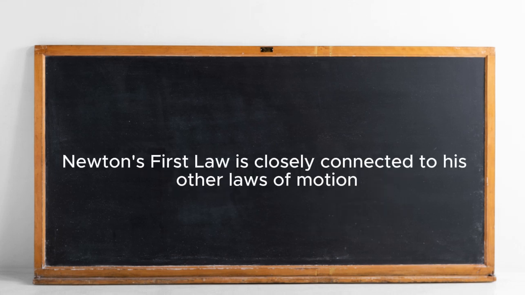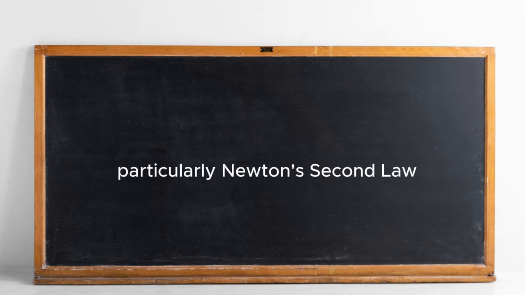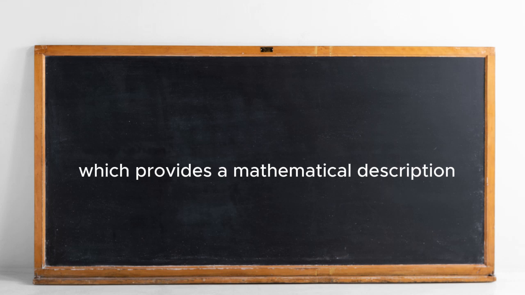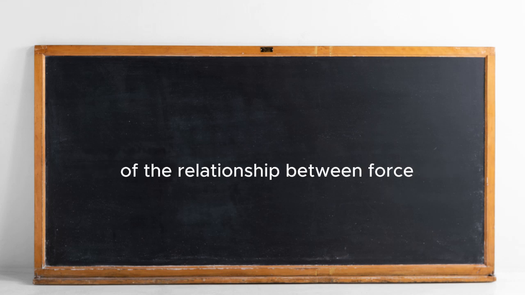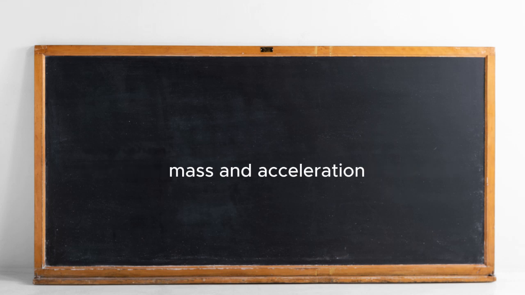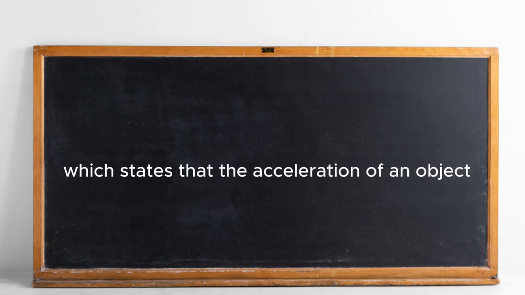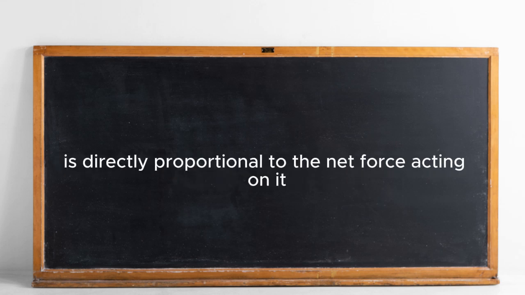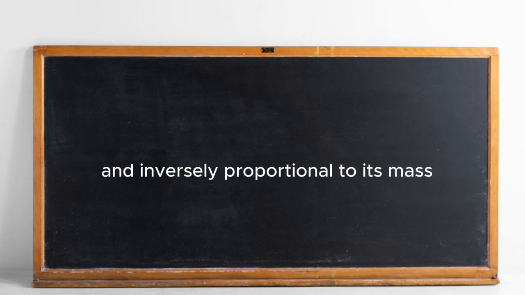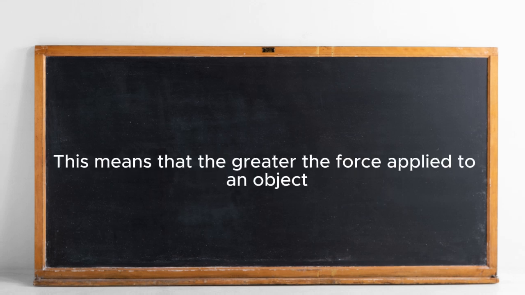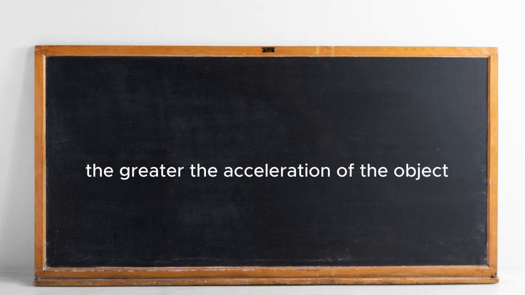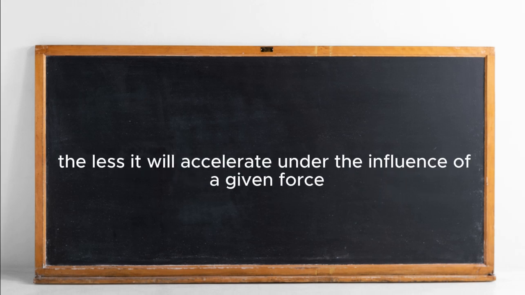Newton's first law is closely connected to his other laws of motion, particularly Newton's second law, which provides a mathematical description of the relationship between force, mass, and acceleration. Newton's first law provides the foundation for Newton's second law, which states that the acceleration of an object is directly proportional to the net force acting on it, and inversely proportional to its mass. This means that the greater the force applied to an object, the greater the acceleration of the object, and the more massive an object is, the less it will accelerate under the influence of a given force.